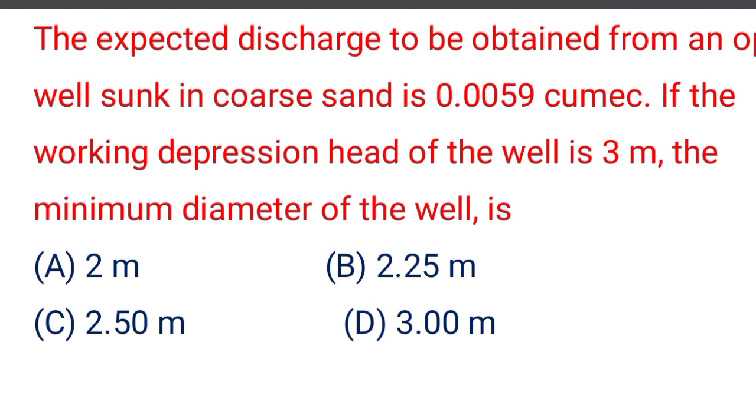Next question, the expected discharge to be obtained from an open well sunk in coarse sand is 0.0059 cubic meter. If the working depression height of the well is 3 meter, then the minimum diameter of the well is option A 2 meter, option B 2.25 meter, option C 2.50 meter, option D 3 meter. The correct answer is option D 3 meter.